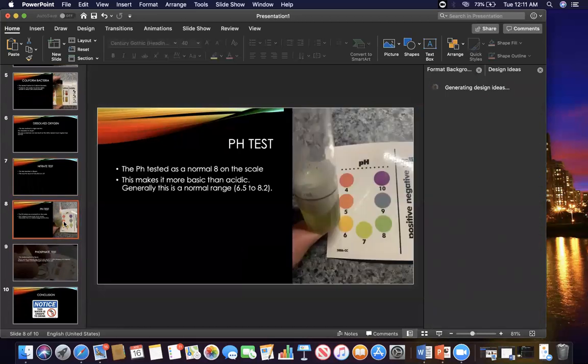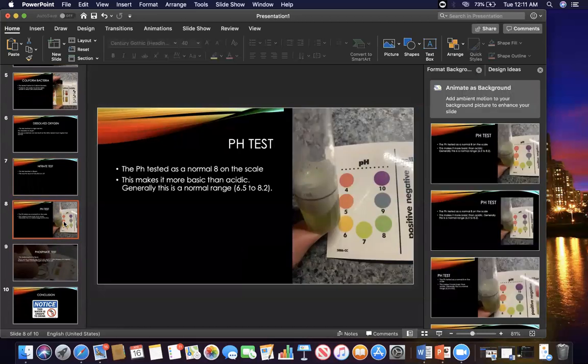Now, next, we have the pH test. As you can see here, it tested relatively normal, an 8 on the pH scale. Now, anything less than a 7 is going to be acidic, and anything greater, up to a 14, would be basic. This tested as an 8, so this is far more on the basic side. And while that's still in a relatively normal realm, it is far more on the basic side.